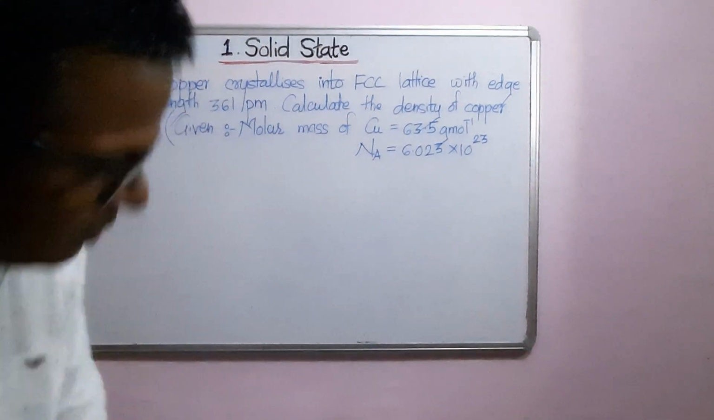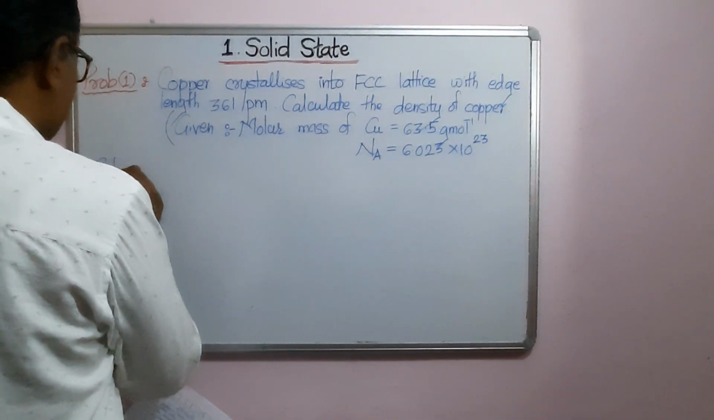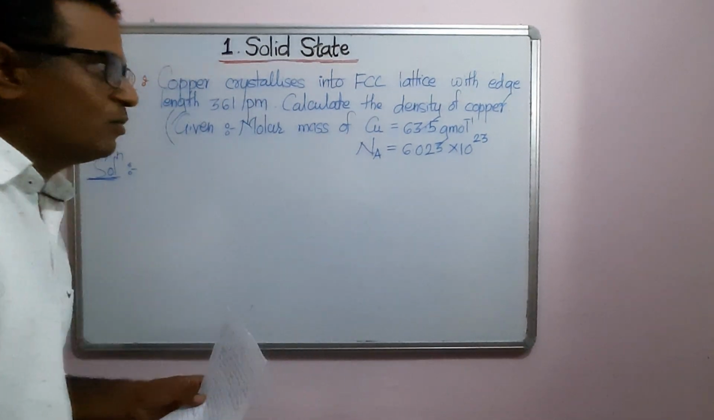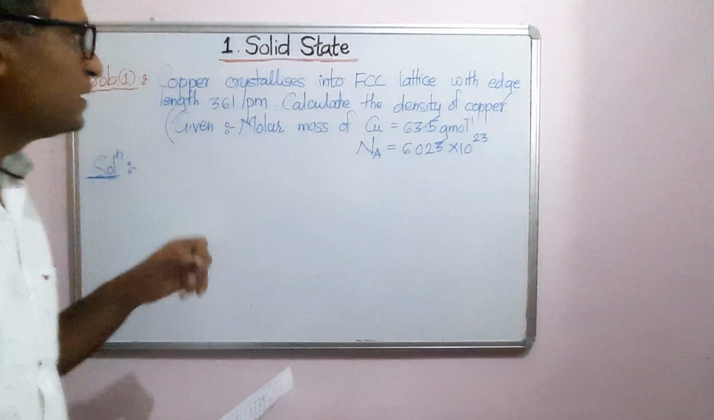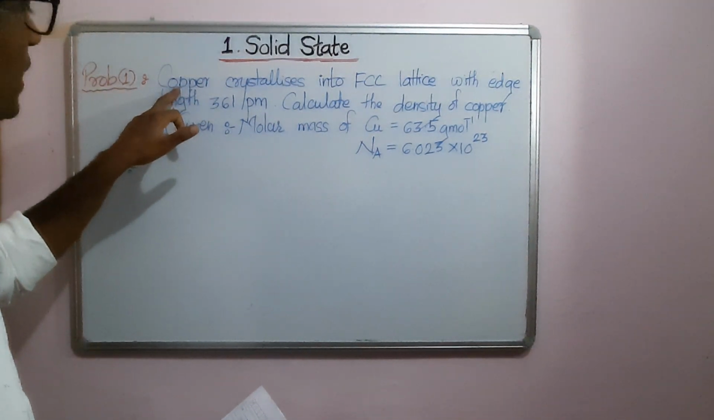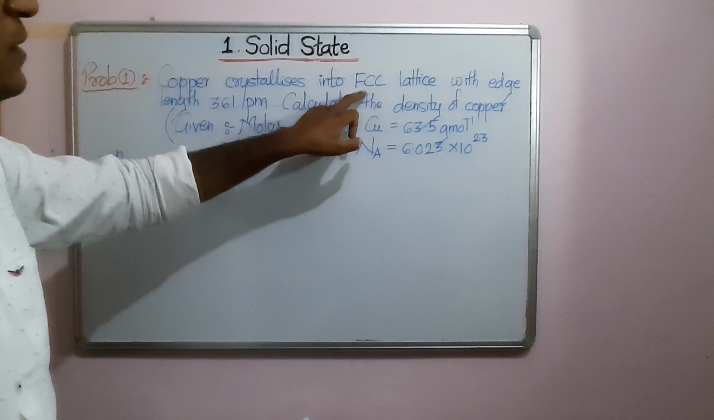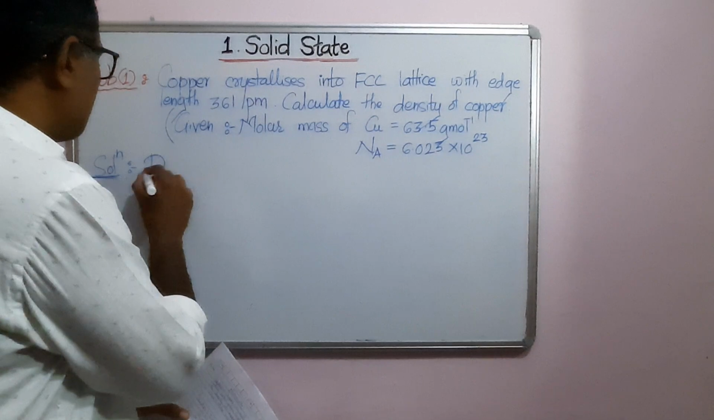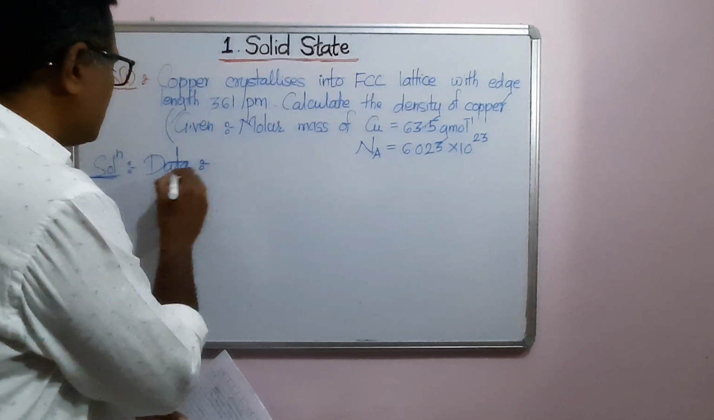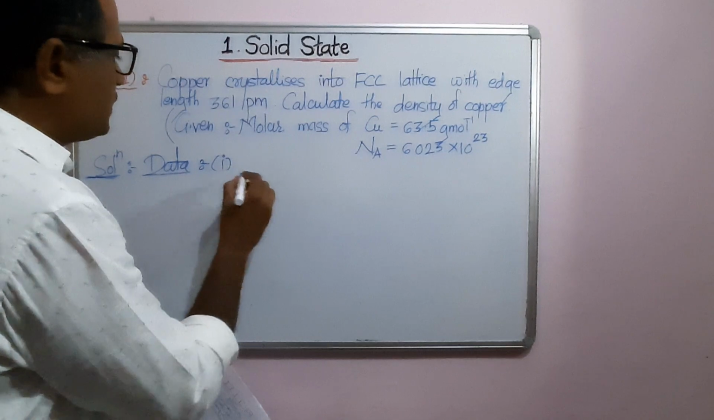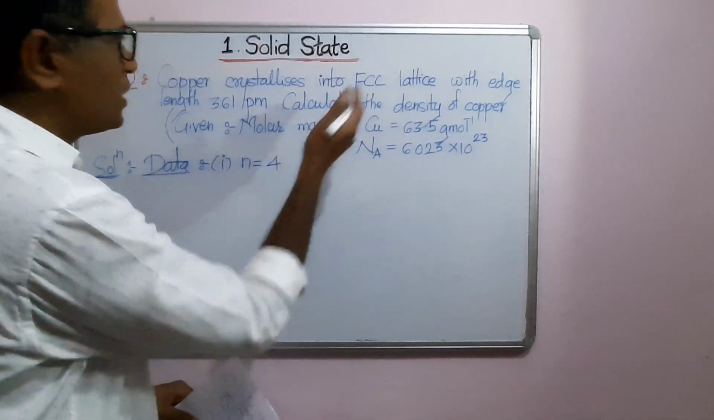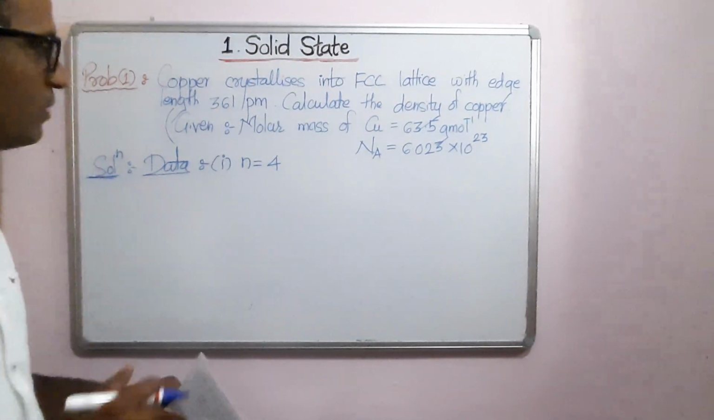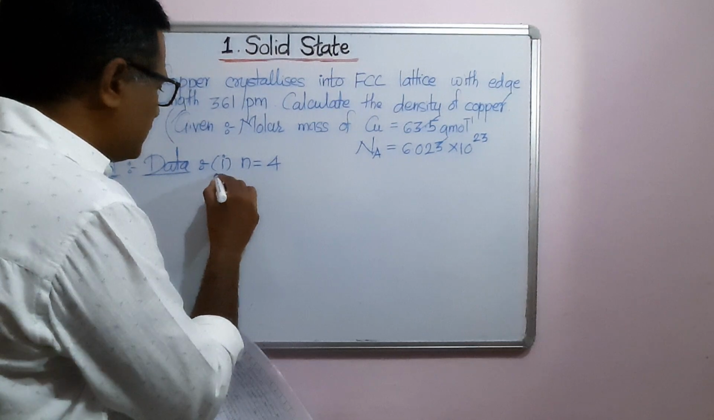We'll solve this particular problem. In board examination they may ask this problem for 2 to 3 marks. So copper is the metal and it crystallizes in FCC, which means the unit cell of copper is of FCC type. That means the total number of atoms in the FCC unit cell is equal to 4. You must remember that simple cubic has 1, BCC has 2 and FCC has 4, and then you can solve this problem.